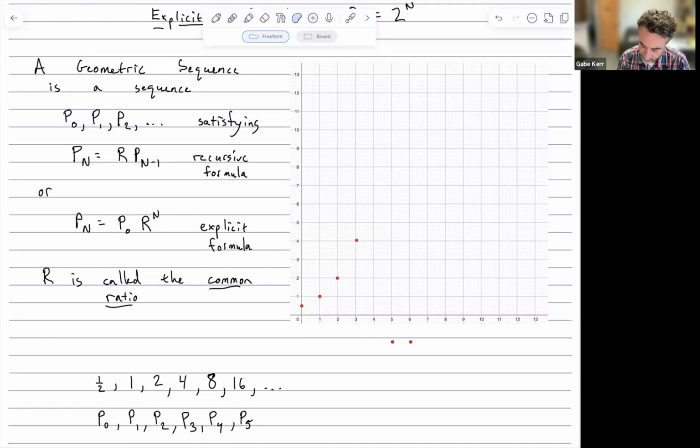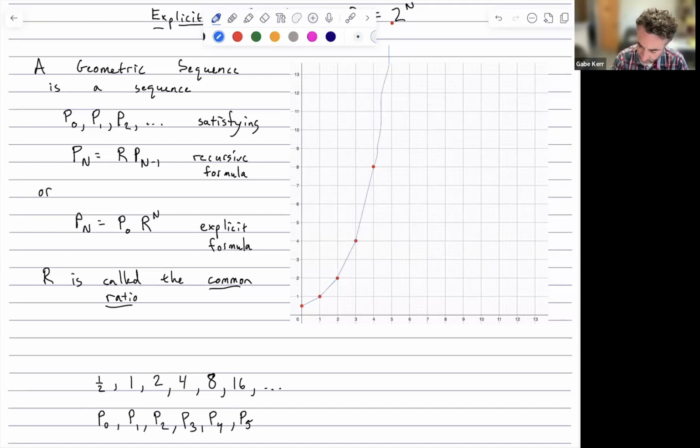P3 is 4. I've sort of doubled. And then really, P4 is 8. And P5, I can't even draw. It should be way up here. And you can see if we were to connect these dots, it seems okay at first, but we get real quick growth.